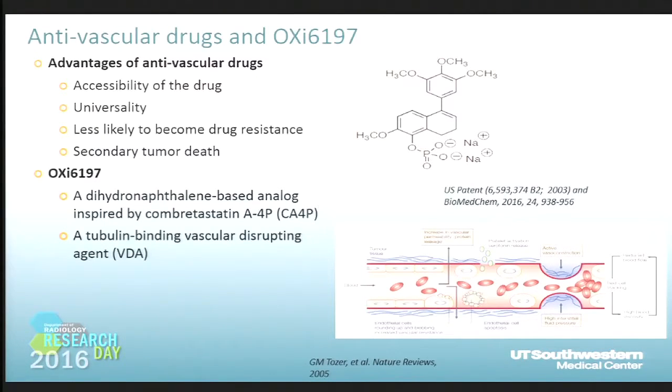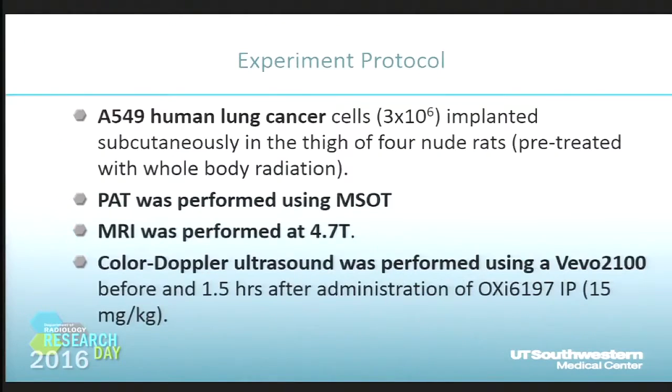Since it will cause an acute vascular response, it's a very good candidate to test photoacoustic tomography. The study was carried out using an A549 human lung cancer rat model. We implanted the tumor subcutaneously in 4 rats. We acquired the photoacoustics, and also we did MRI at 4.7 Tesla and the color Doppler using the Vevo 2100 system, because we have used both of them before to test VDA, so we know what we expect from these two modalities.